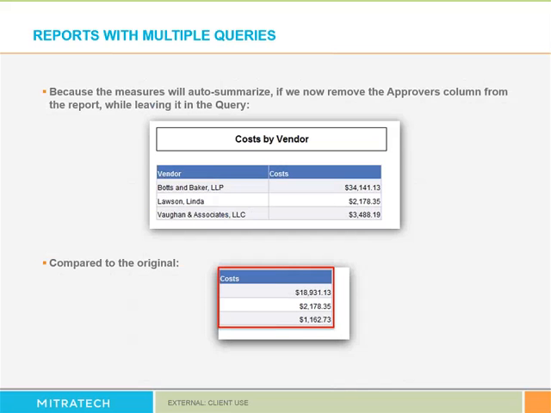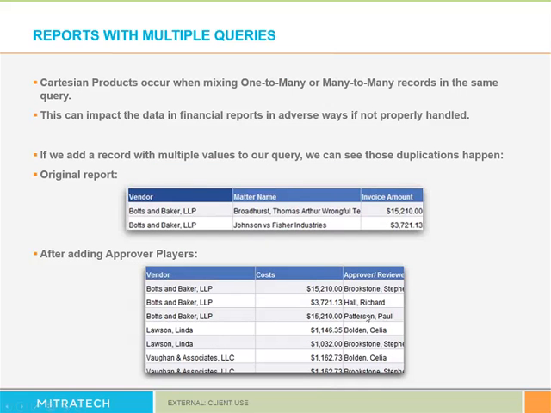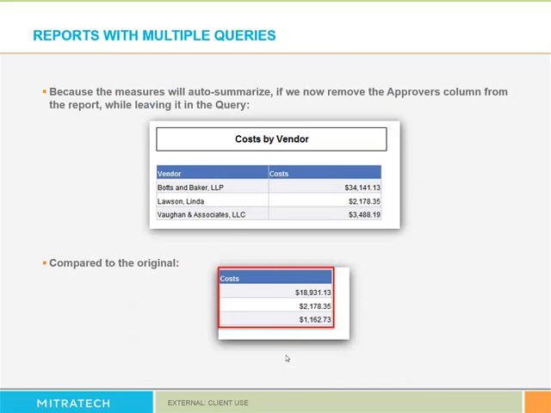Now, because the measures will auto-summarize, in this case summing themselves to the lowest level of detail, if we remove the players column from the report, while we leave it in the query, what ends up happening is that the data comes back from the database the same way that we saw at the bottom of the screen here. The 15,000 comes in 2 times. And the system then is auto-summarizing itself to the vendor level now. So we see, instead of the expected 18,900, we see 34,141. And the reason for that is because of that extra data in our single query.